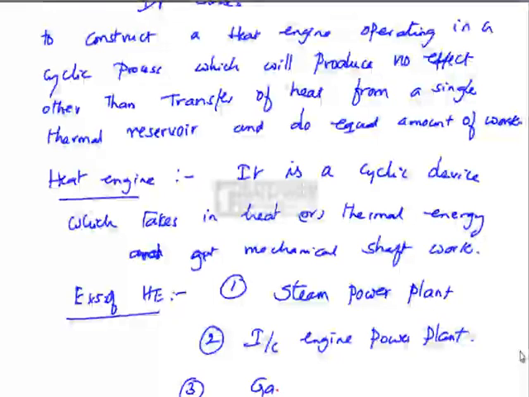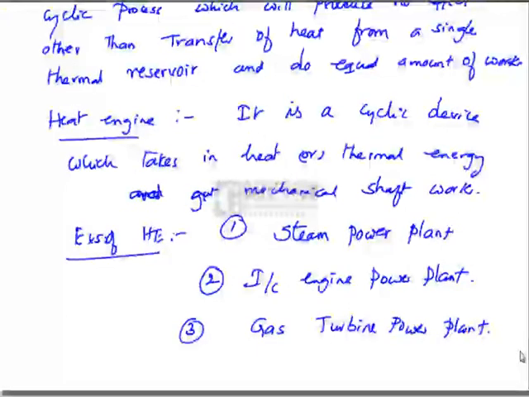Third one is gas turbine power plant. In this heat engine, the fuel added in the combustion chamber of the gas turbine power plant increases the enthalpy of the working fluid, which would expand in the gas turbine, thereby doing mechanical work.